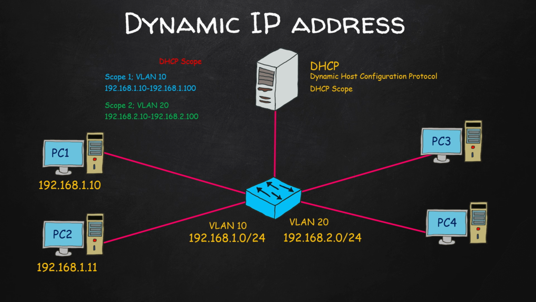Now when PC3 requests an IP address from the DHCP server, it checks which VLAN the request is coming from, and it is coming from VLAN 20. And what is the range of that VLAN 20? It is from 192.168.2.10 to 192.168.2.100. So which IP address is available there?